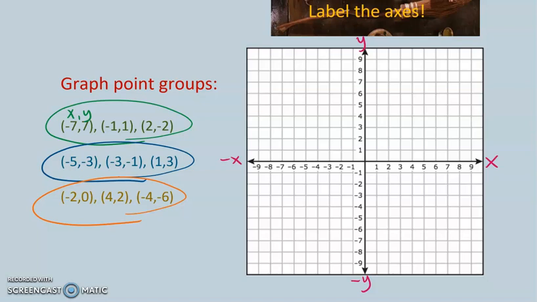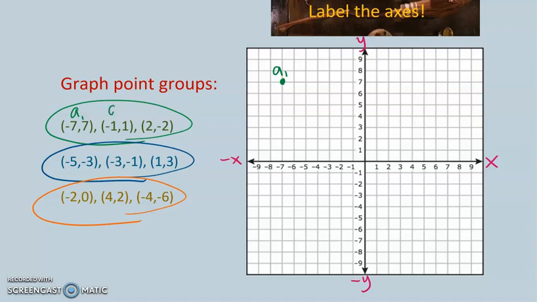So since X is -7, I'm going to go to the left towards my -X 7 times. And then Y is +7, so I'm going to go towards the +Y 7 times and place a dot there. And I'm going to erase that part real quick. I'm going to label it A sub 1, just so that I know where that point is, but I'm not having to write the ordered pair because it's kind of a lot when you have to write it multiple times.